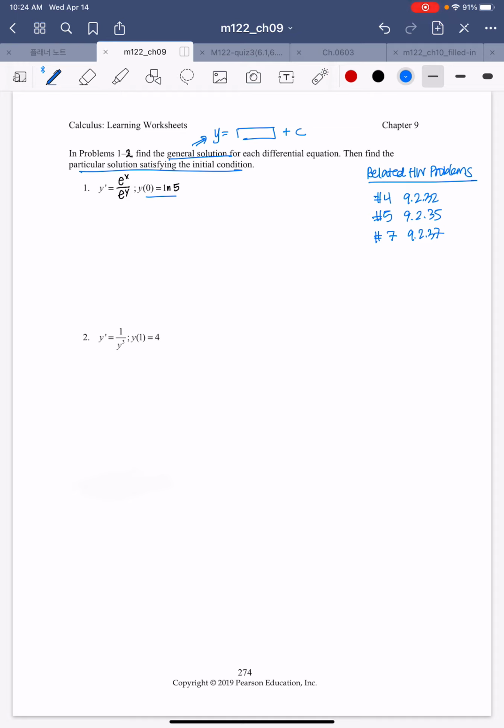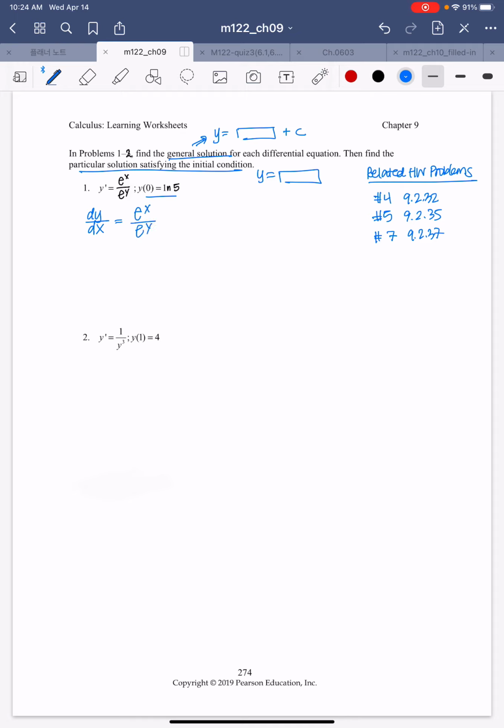Particular solution will have the same function, but we are solving everything, even c as well. So we are actually finding the constant. Okay, so here's how we do it. First, you can rewrite the y prime as dy dx, and then you have e to the x over e to the y.